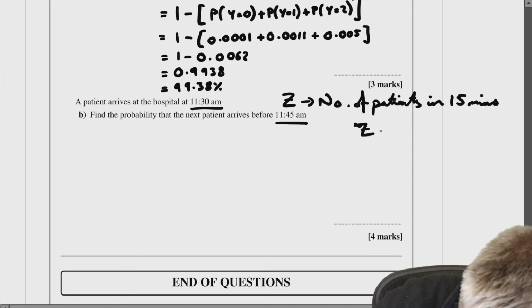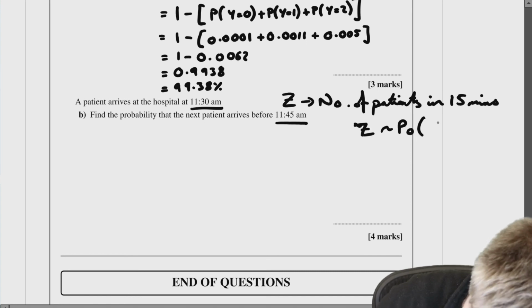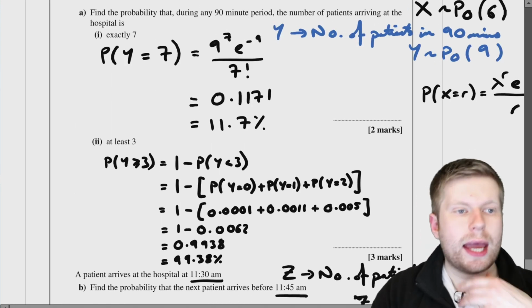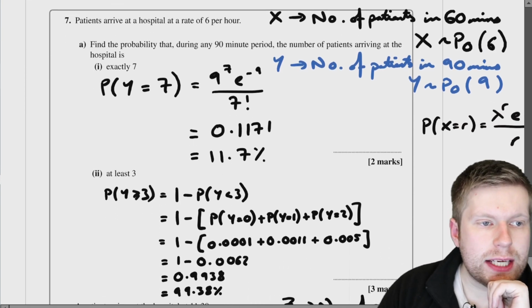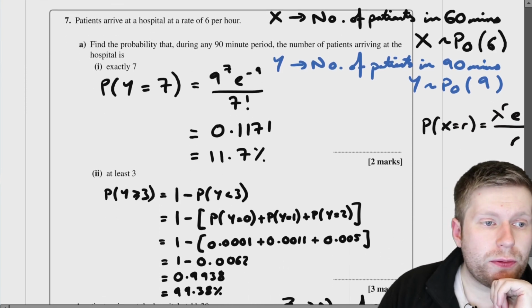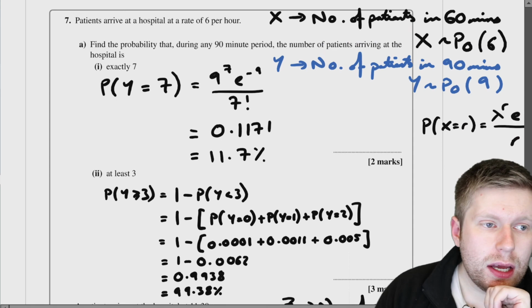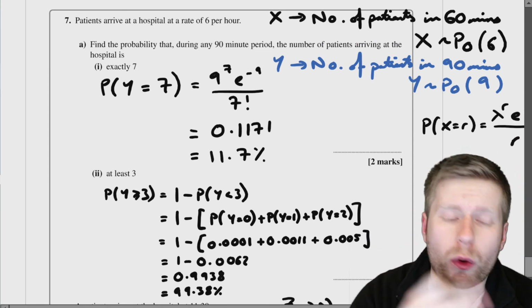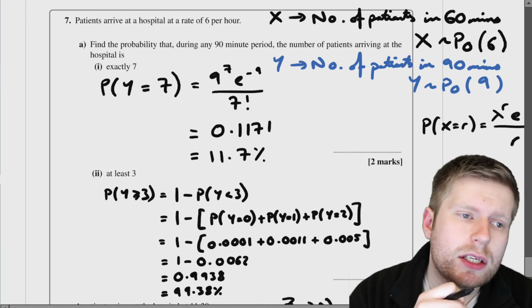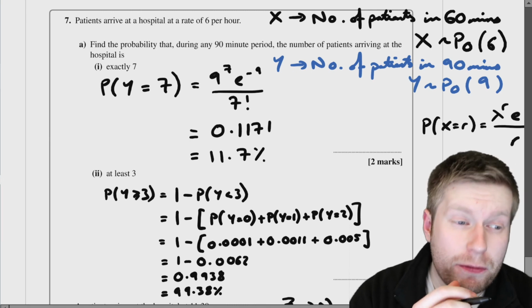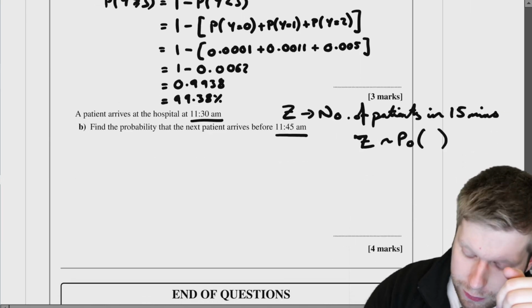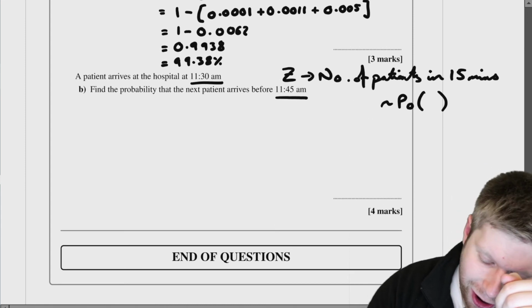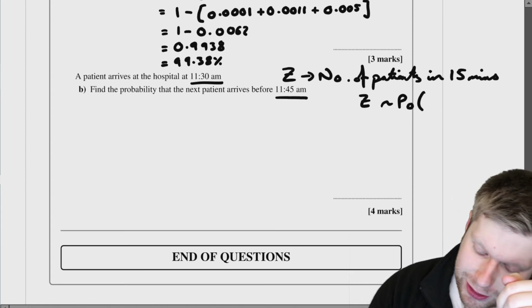Okay. So let's think about what the rate is going to be. It's still going to be a Poisson distribution. But this time, what's the rate going to be? Well, the rate for 60 minutes was 6. The rate for 90 minutes was 9. So for 15 minutes, I just need to take the rate for 60 minutes, which is 6, and divide it by 4. So if I take 6 and divide it by 4, that's going to be 1.5. So I'm basically expecting 1.5 patients to arrive in that 15-minute interval.